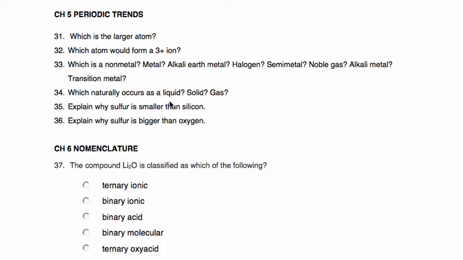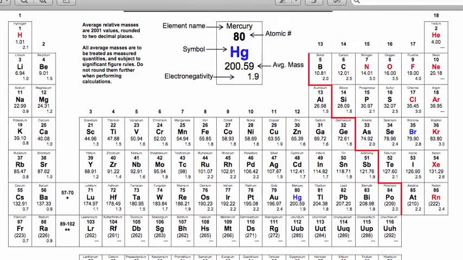Number 35. Why is sulfur smaller than silicon? Okay, let's get their position here on the table. What we're talking about here. We've got sulfur and we've got silicon. First of all, it is not logical that sulfur would be smaller than silicon because sulfur has more stuff in it. Sulfur has 2 more protons and 2 more electrons and probably some more neutrons. So why would it be smaller?